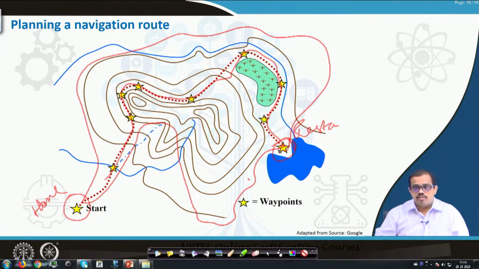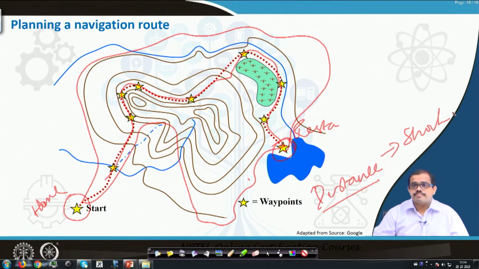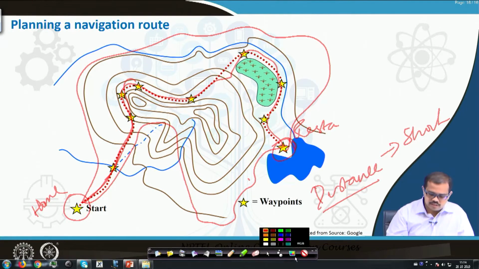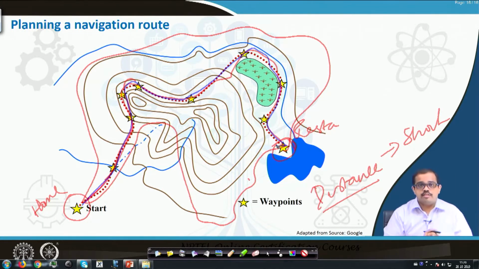The first thing it calculates is the distance of each path. Once it has looked at the distance of each path, it will determine the shortest distance. So the shortest distance is given through this. Let me take a different color. So the shortest distance is through this. Okay, so now this is my shortest distance.